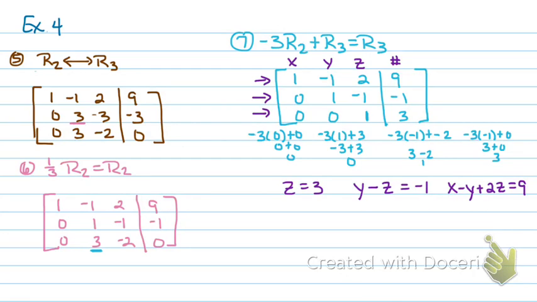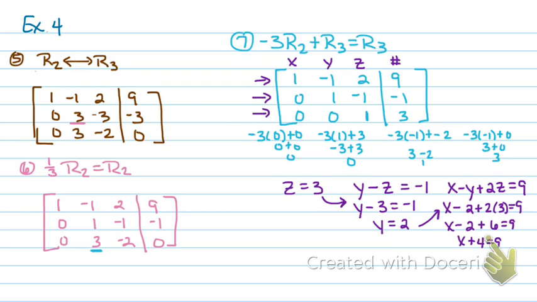So we're just going to work our way backwards here. Since we know z is 3, we plug that into the next equation to solve for y. So y minus 3 is negative 1, which means y is positive 2. Then we take both of these answers and plug them into this one to get our x. So we know x minus y, which is 2, plus 2 times z, which is 3, equals 9. Just work that out algebraically. So x minus 2 plus 6 equals 9. So x plus 4 equals 9. Subtract the 4 and we get x is 5.